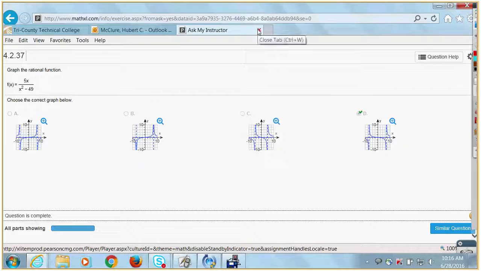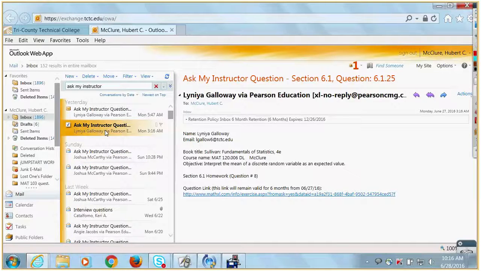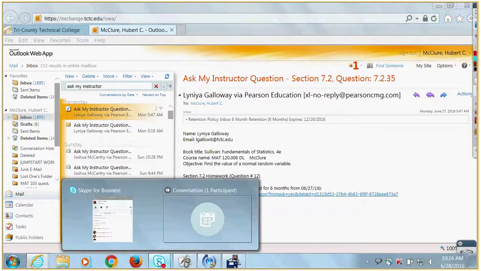All right, so that's that one. And let me see if there's any other from this section. I think that's all from this section of Math 110.